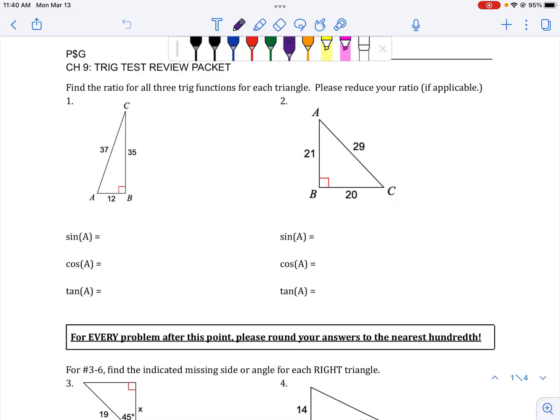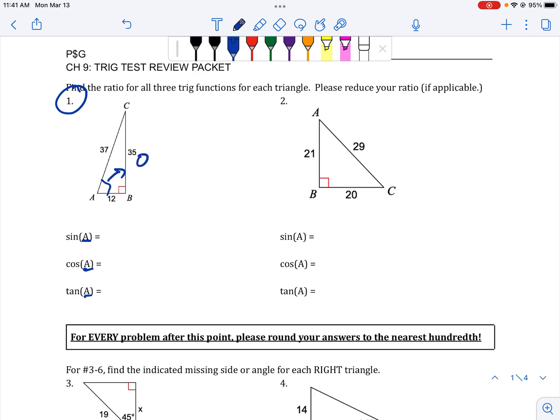All right, here we go. We're looking at number 1. It says find the trig ratio for all 3 functions. Notice how it says sine of A, cosine of A, tangent of A. That means A is going to be our reference angle.